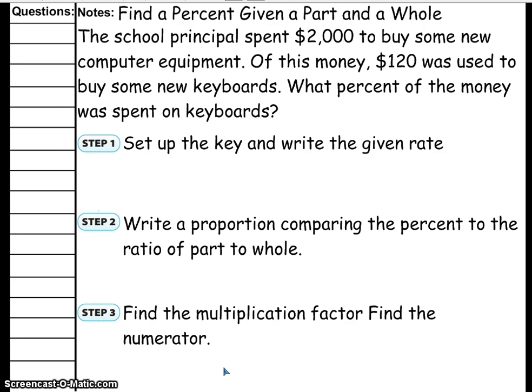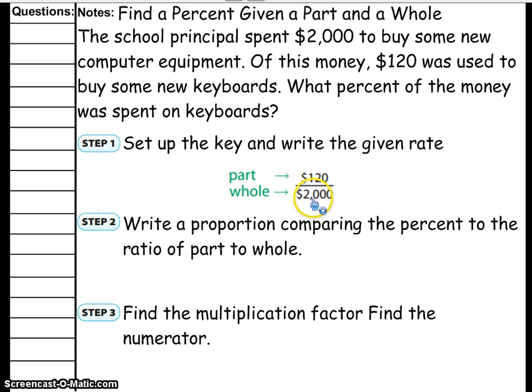So now we have a word problem, and we're going to find the percent when we're given a part of a whole. So let's read. The school principal spent $2,000 to buy some new computer equipment. Of this money, $120 was used to buy some new keyboards. What percent of the money was spent on keyboards? Well, our whole is the total amount of money he had to spend on the equipment, which is $2,000. The part that was spent on keyboards was $120. What percent is that of the whole $2,000?